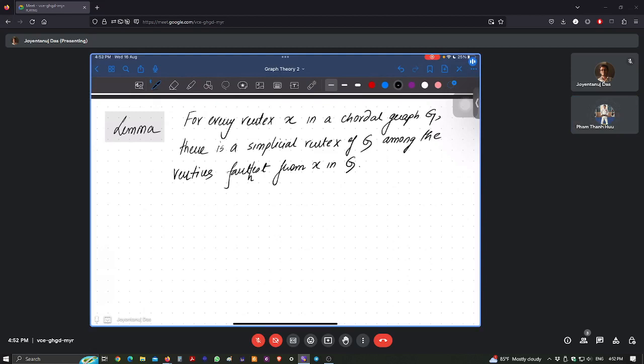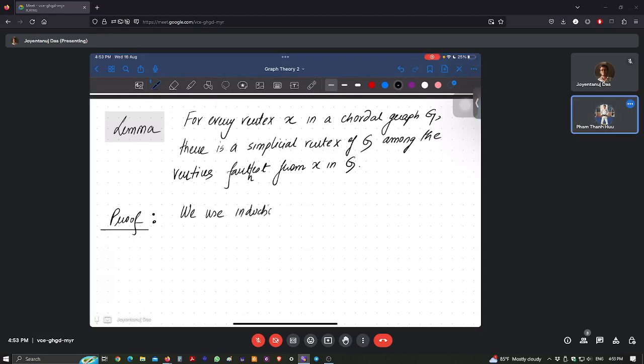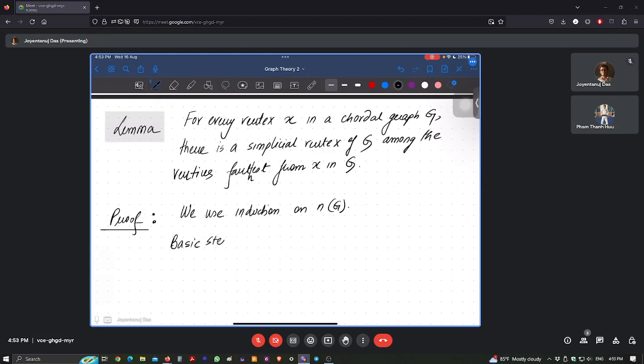So the proof will use induction on the number of vertices. It applies to any graph. So we use induction on n(G), that is the number of vertices. The base step is n(G) equals one.